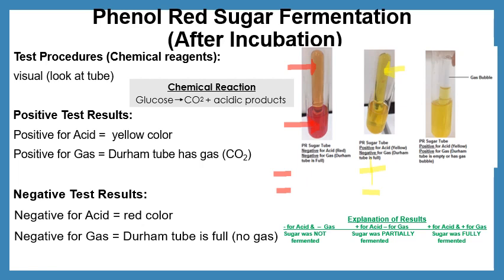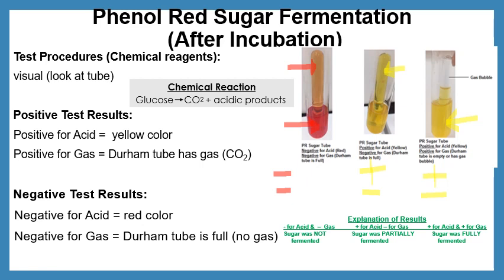So what does that mean about our explanation? What that means is the bacteria was able to partially ferment, or metabolize, that sugar. It was able to do enough to produce some acid, but not enough to make any gas. Our third option is, again, our yellow color. That phenol red is telling us we're positive for acid because we see yellow. And then our Durham tube, we also see it's partially empty. If there's even a small bubble or space, that is going to be a positive result.